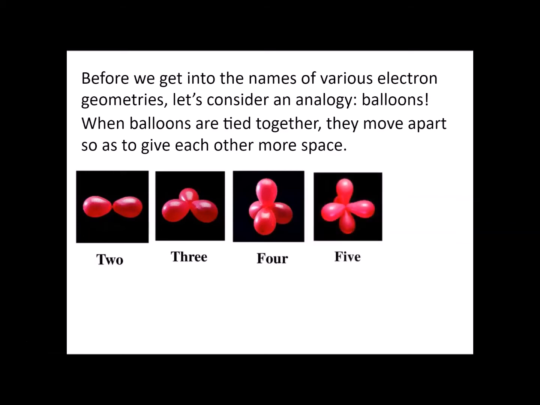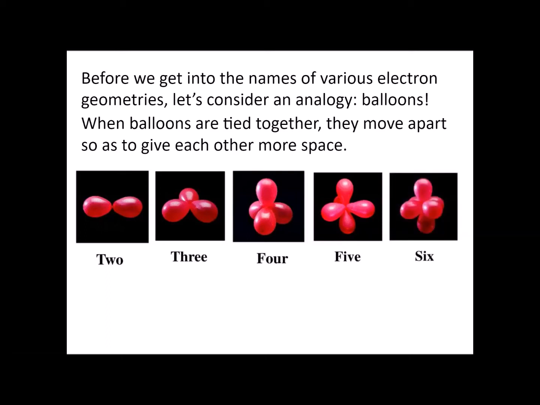How about 5 balloons? Check this one out. Here, you'll get 3 balloons within a plane oriented 120 degrees apart from each other, but you'll also get a balloon pointing above the plane of that triangle and a balloon pointing below the plane of that triangle. The bond angle separation between the balloon pointing up and the balloon pointing down to either of the balloons within the plane of the triangle is only 90 degrees. So there's 2 angles to consider in a 5 balloon arrangement.